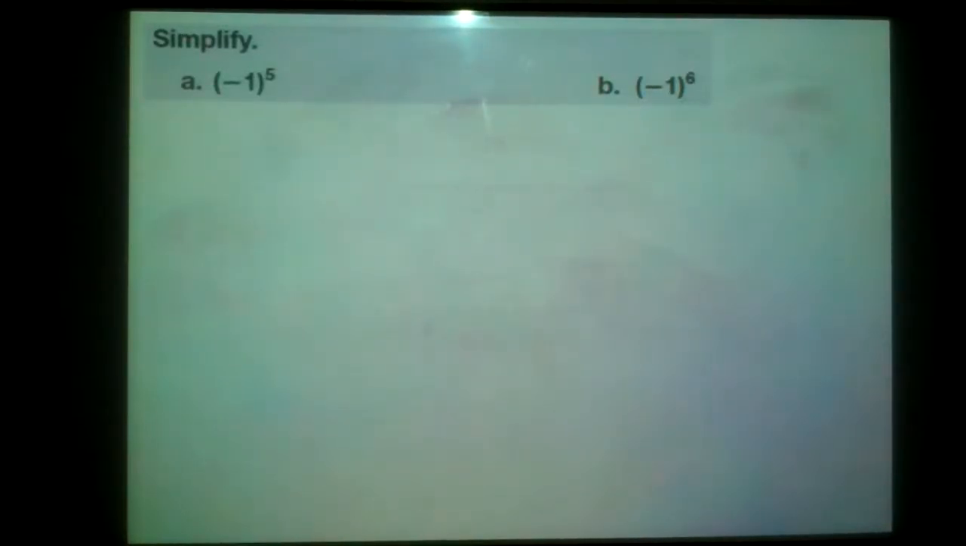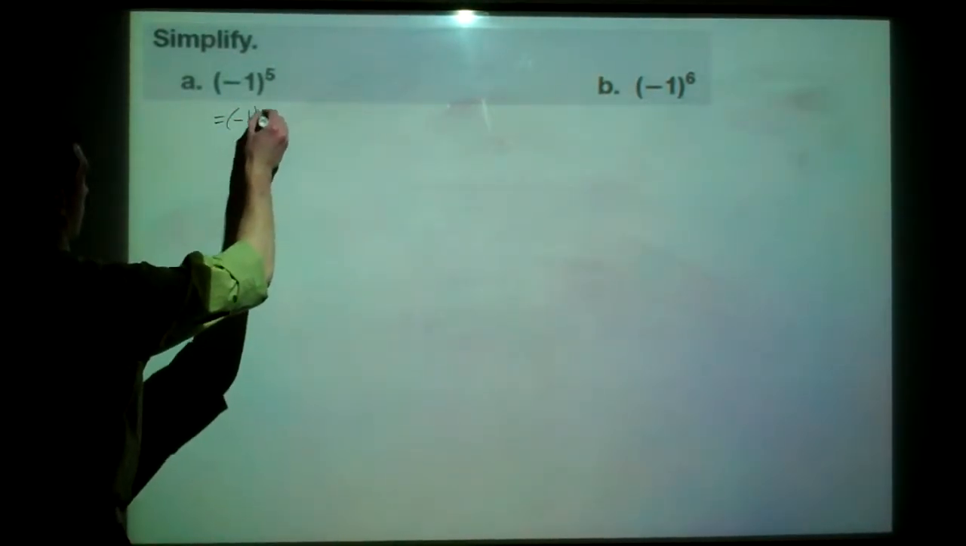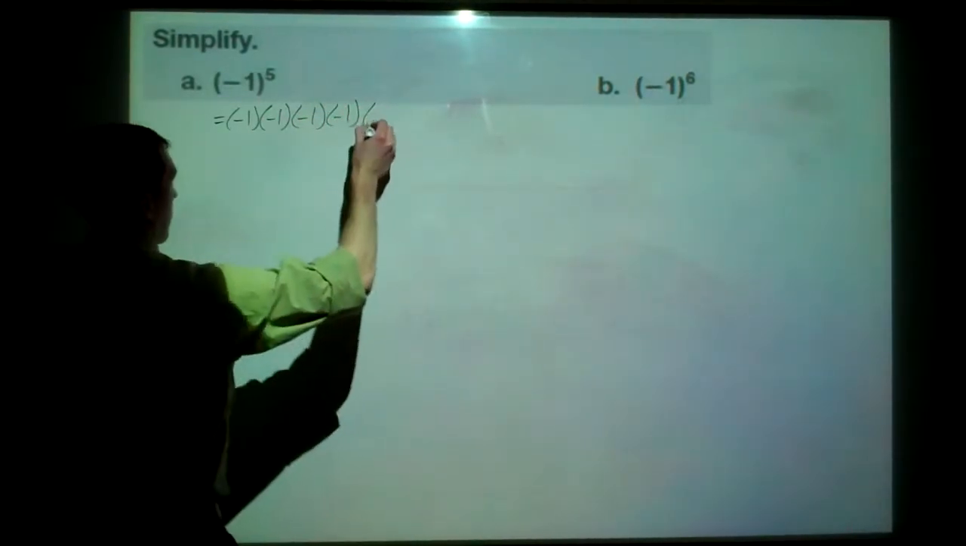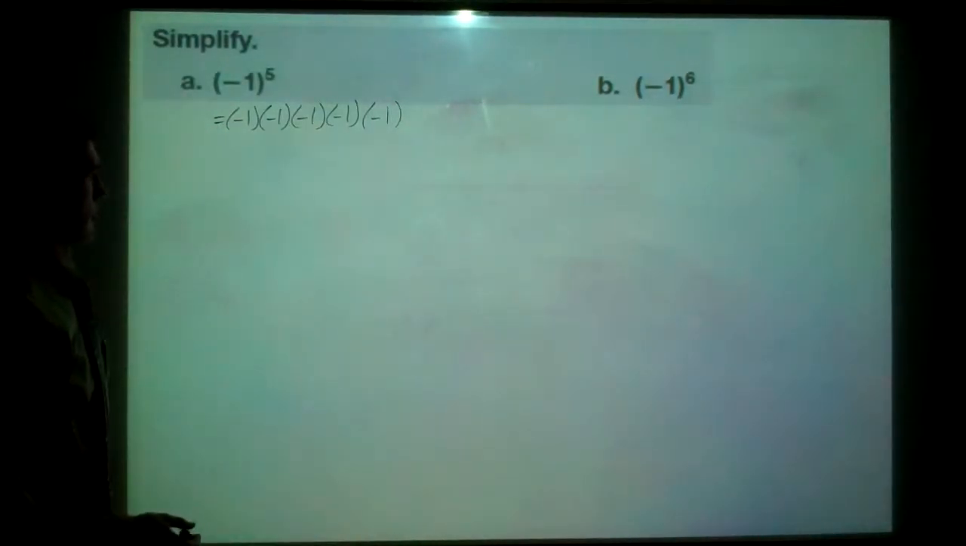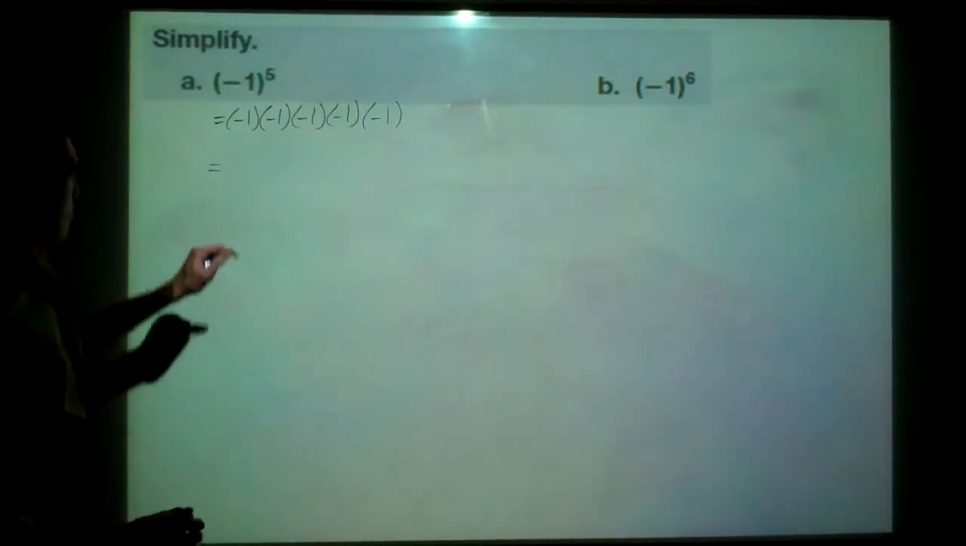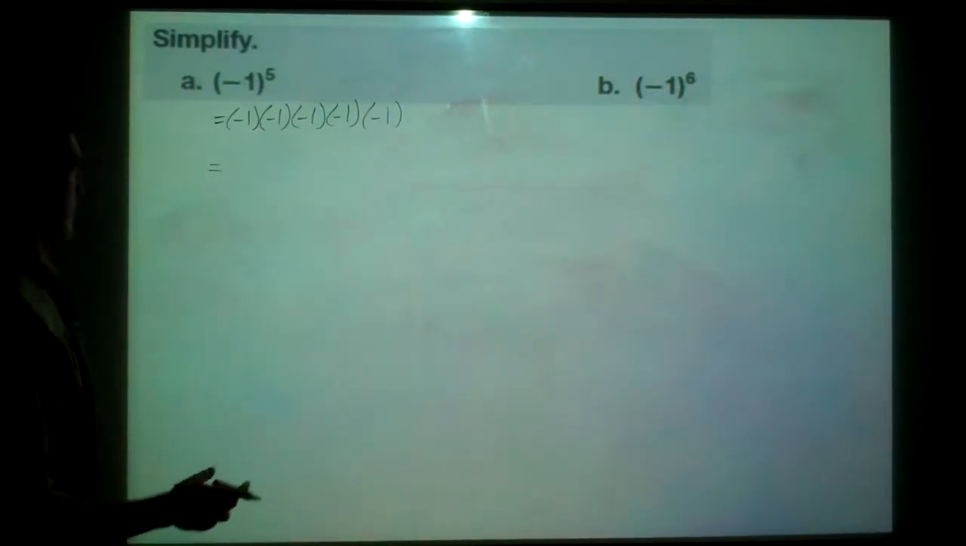So let's simplify this real quick. So for A, we have negative 1 to the 5th power. Well, what we really have here, if I were to write it out the long way, is negative 1 times negative 1 times negative 1 times negative 1 times negative 1. Now I know that I'm going to get an answer of 1, I just need to know what sign that will be, because this really means 1 times 1 times 1 times 1 times 1, and then we've got to pay attention to the symbols.